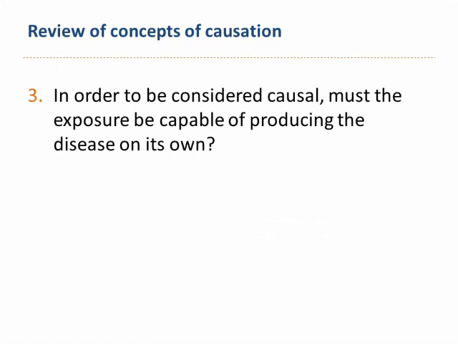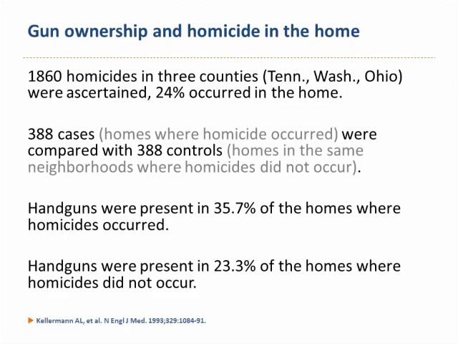The third point I want to review in relation to causal inference is the concept of sufficiency. So again, we ask ourselves, in order to be considered a cause, must the exposure be capable of producing the disease on its own? So must a cause be sufficient? In other words, not requiring any other action by other causal factors in order to produce disease. To illustrate the concept that a cause need not be sufficient, meaning doesn't require any other factors in order to produce disease, we can think about looking at the example of gun ownership and the risk of homicide.